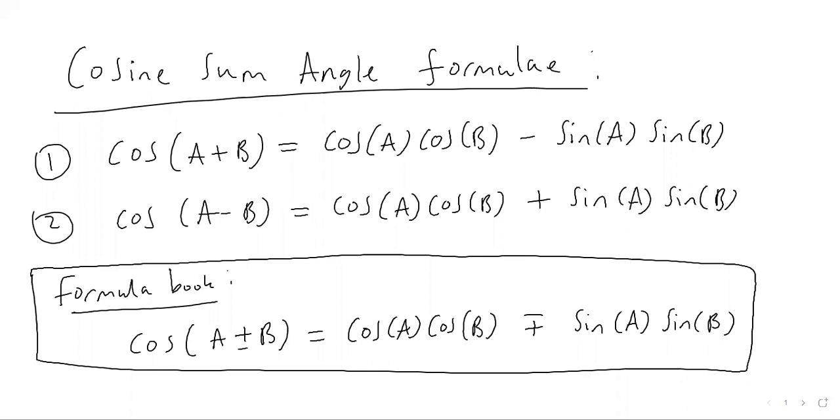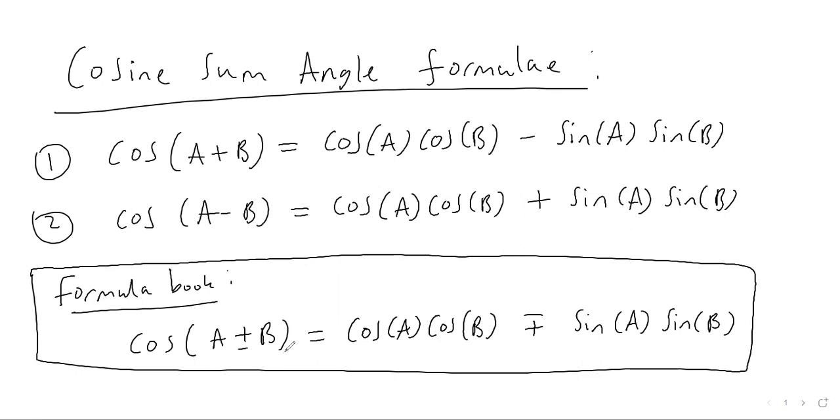Today's video is going to be a continuation of yesterday's video where we found the addition and the subtraction formulae for sine. This time we're going to look at the sum angle formulae, or the addition and subtraction formulae, for cosine. So these two formulae here are the formulae that we're going to prove today.